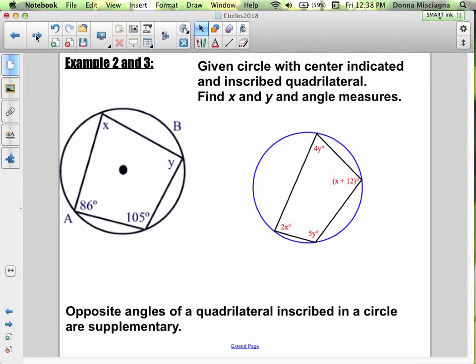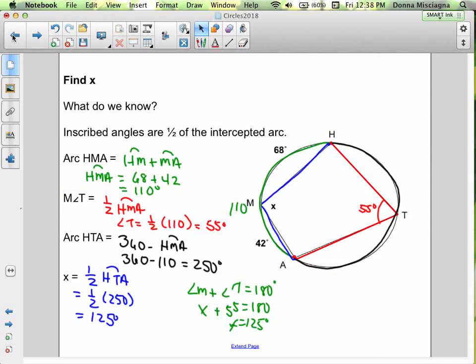Now this one over here is actually a harder problem because, why did I change the page? It's going to take forever to change the page back. This one back here was actually a harder problem because we had to find the arc measures first to find the angle measures. This one here is actually a pretty easy problem. See, this was a harder problem. This one here is actually an easier problem because we're just going to use the fact that the opposite angles in an inscribed quadrilateral are supplementary.